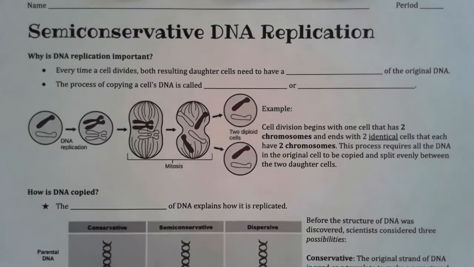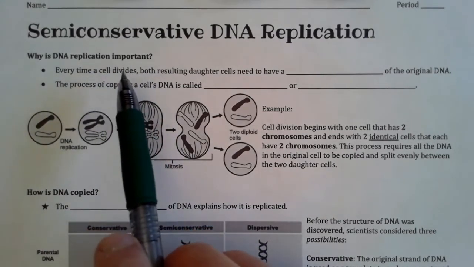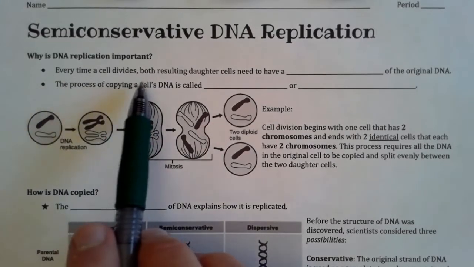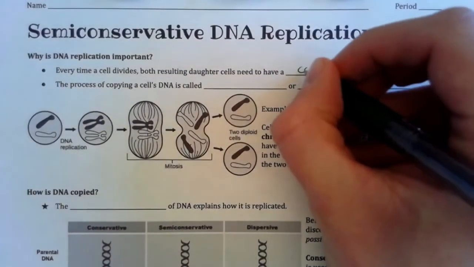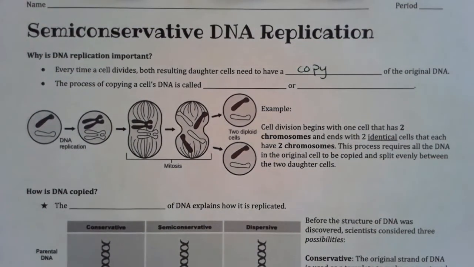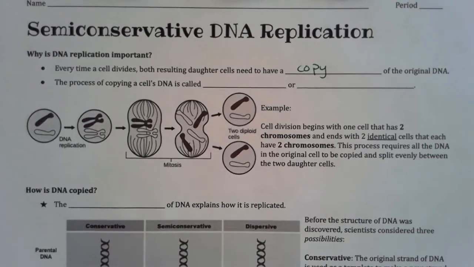So first of all, we're going to talk about why DNA replication is important. Remember, DNA replication is the process of copying a cell's DNA. So every time a cell divides, both resulting daughter cells need to have a copy of the original DNA. Every cell needs that DNA because it has the genetic information for that cell, information for all the proteins and all the functions that that cell might need to perform. So every time cells divide, you need a copy.